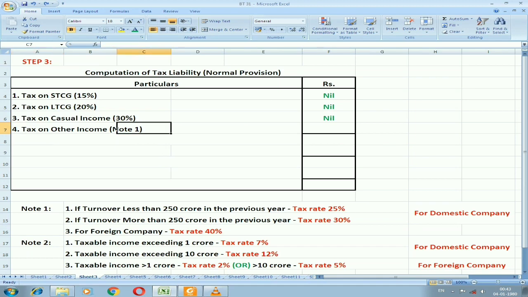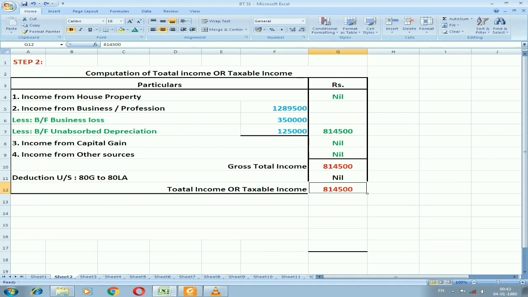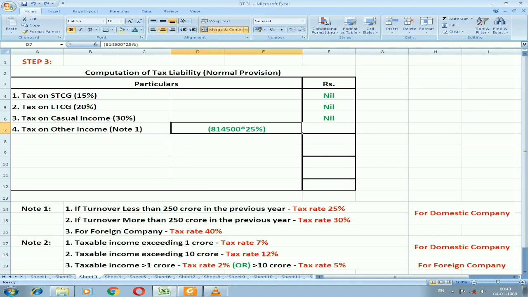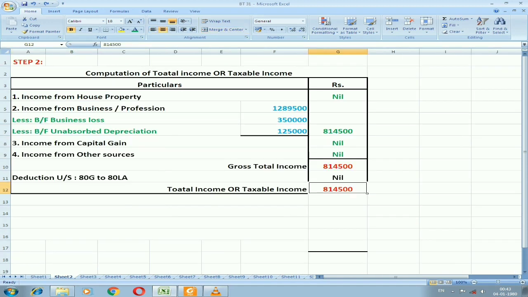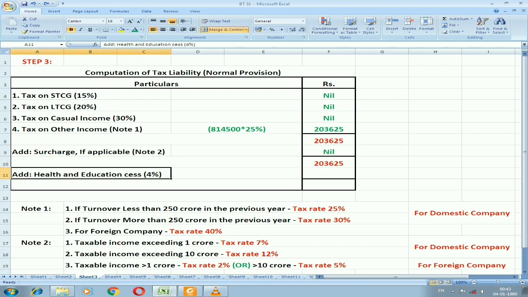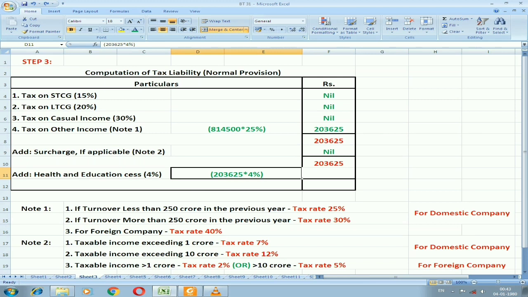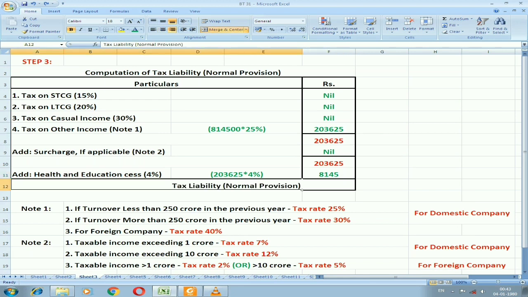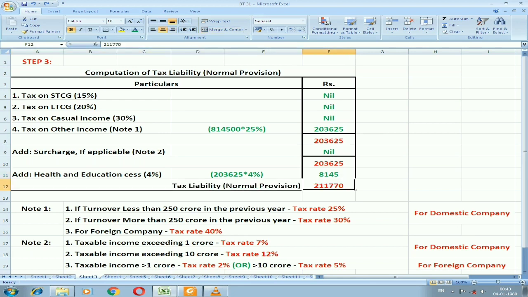Then the last, tax on other income we are supposed to take. For this, just take the total income. 8,14,500 we got as the total income. On that, take 25%, as the gross total income doesn't exceed 250 crores. Then you need to take 25% and you will get an amount of 2,03,625. Then surcharge will be nil, because total income doesn't exceed 1 crore. Then you need to charge health and education cess 4%. You will get an amount of 8,145. By adding it, I'll get a tax liability under normal provision as 2,11,770.